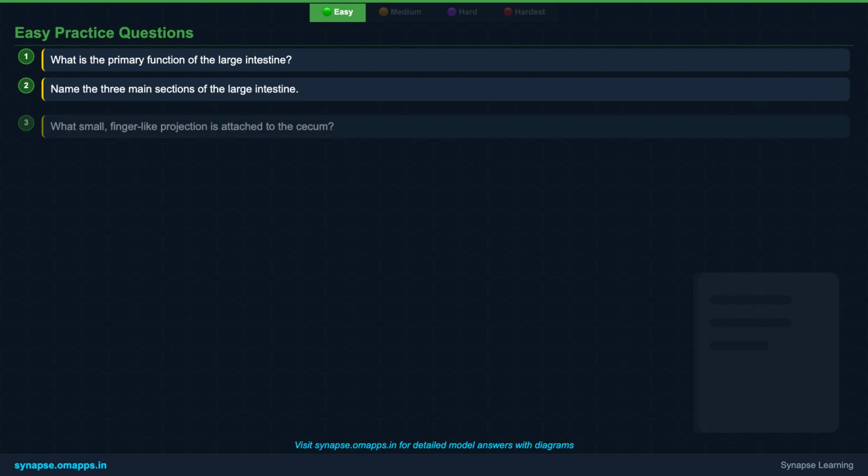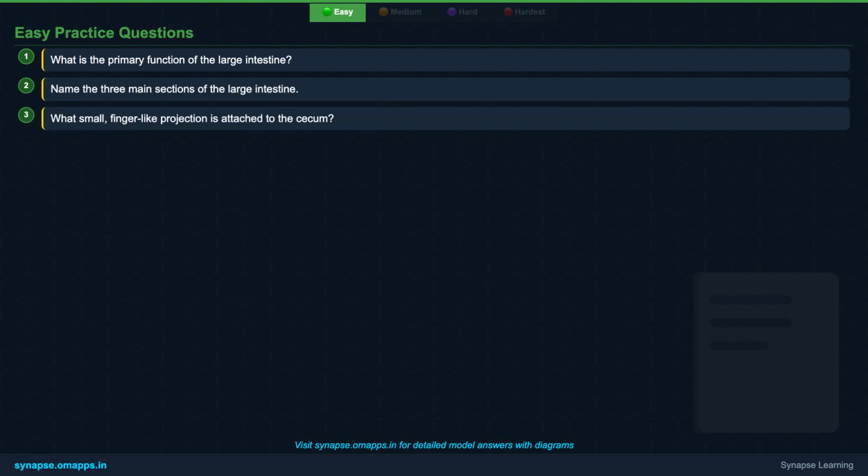Time to test your understanding with a few quick questions. Pause the video, answer them, and then check your knowledge. What is the primary function of the large intestine? Name the three main sections of the large intestine. And finally, what small, finger-like projection is attached to the cecum?